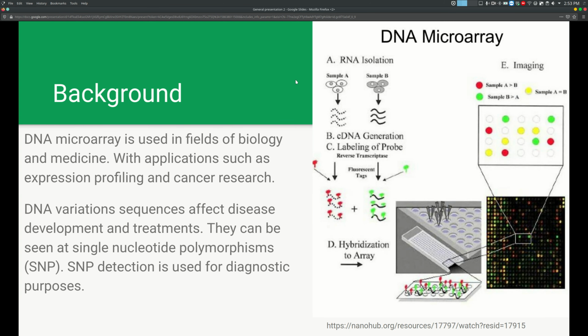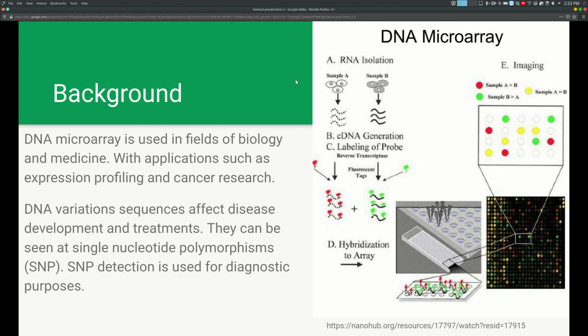Just a quick background. The DNA microarray is broadly used in different fields such as biology and medicine. It has applications for DNA expression profiling, cancer research, drug development, and other areas related to patient survival analysis. And DNA sequence variations affect disease, development, and treatment.